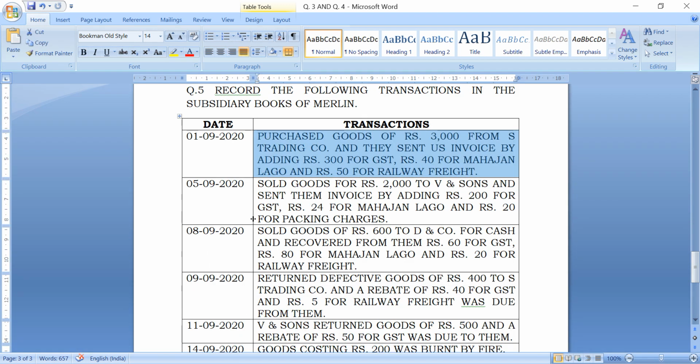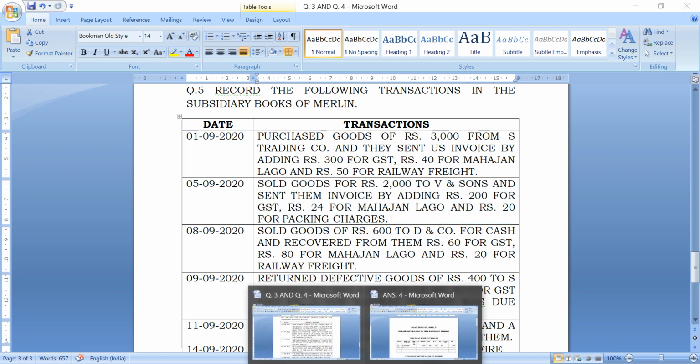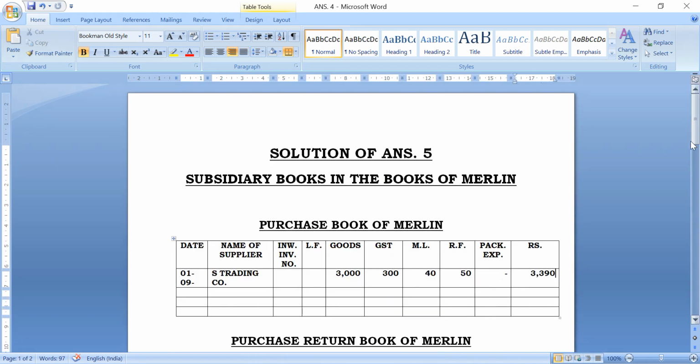Now comes 5th of September. Read the transaction and you will write it also. Sold goods for 2,000 to V and Sons. Let us go to sales book.